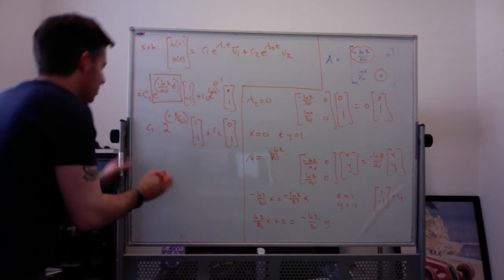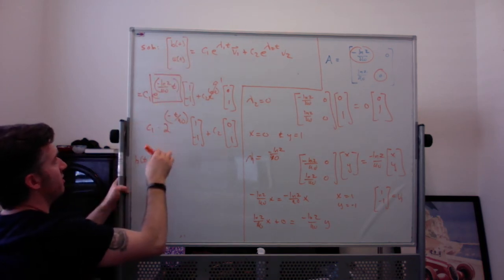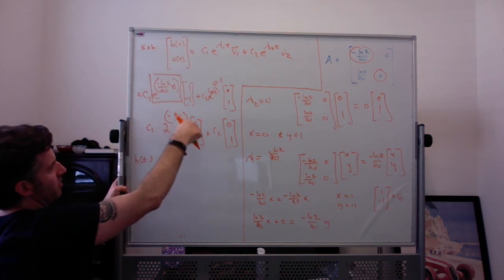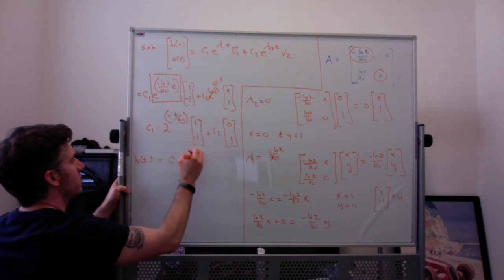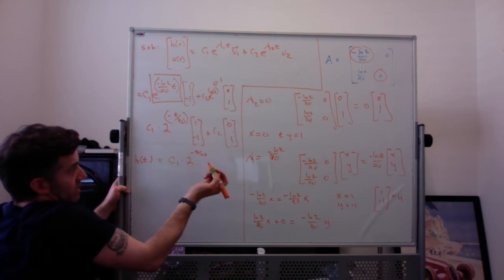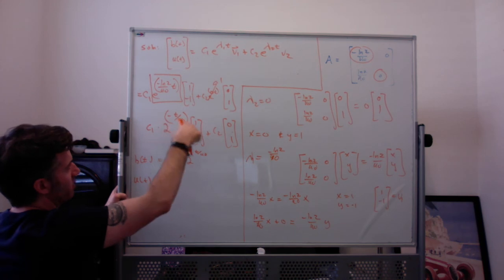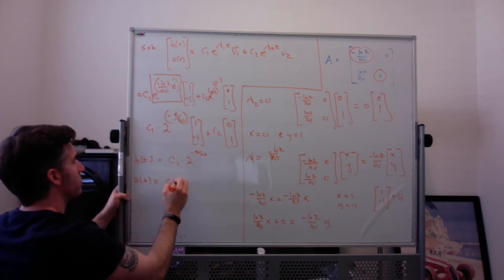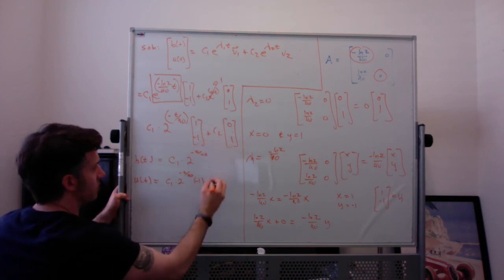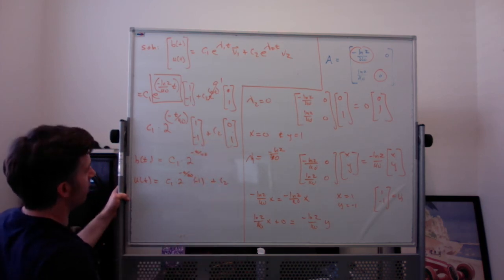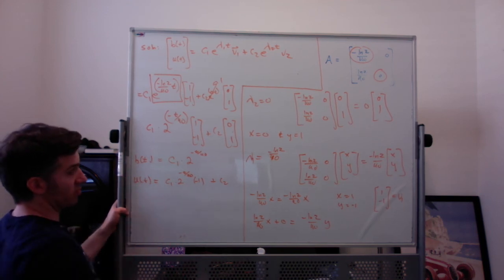Okay, so here's what I've got. I've got b of t, right, b is the top part. B of t equals c1 times 2 to the thing times 1 plus c2 times 0. So b of t equals c1 times 2 to the negative t over 40. And that's it. U of t equals c1 times 2 to the negative t over 40 times negative 1, plus c2 times 1. So now my initial conditions were that b of 0 was equal to 9 and u of 0 was equal to 0.